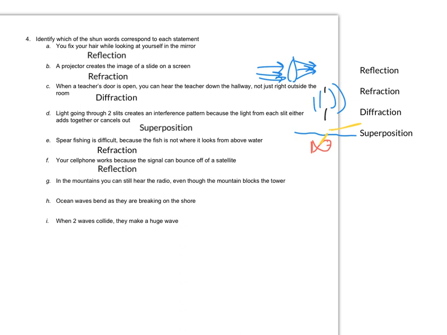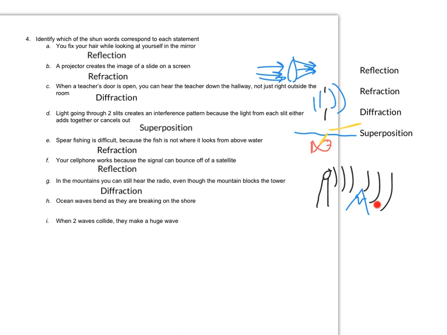Okay. In the mountains, you can still hear the radio even though the mountains block the tower. This one maybe requires a little bit more thinking here, but here is your radio tower giving off waves, and here's your mountain in the way. What ends up happening, though, is the waves bend as they go through the mountains. That's an example of diffraction. It's not just necessarily spreading out through an opening, but spreading out around barriers as well.